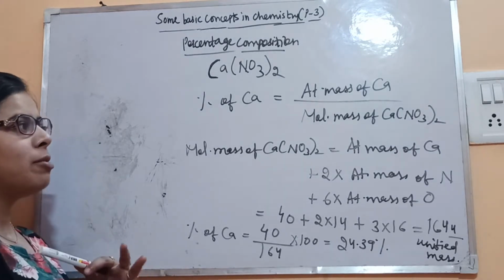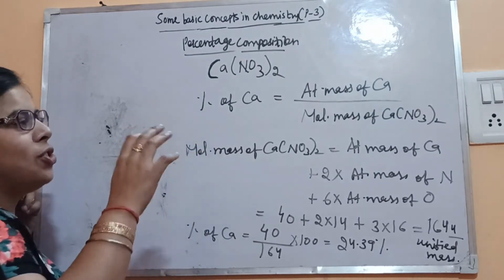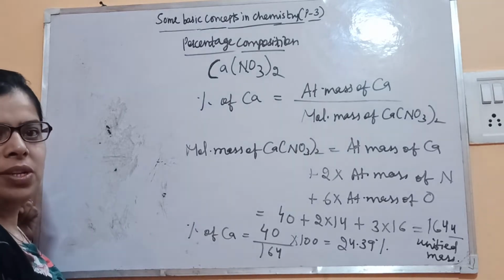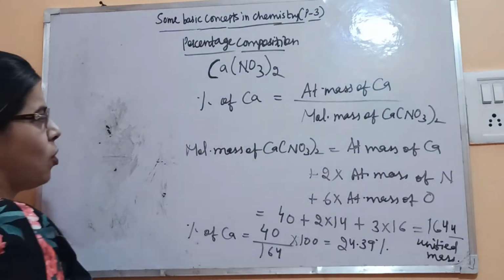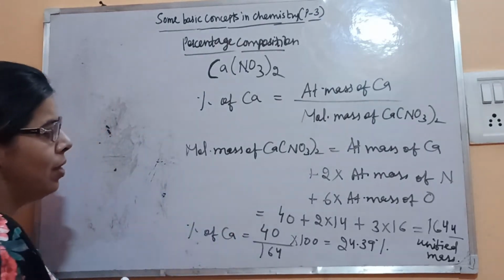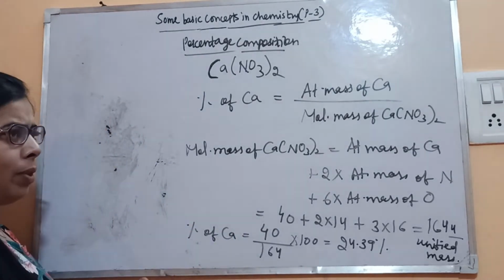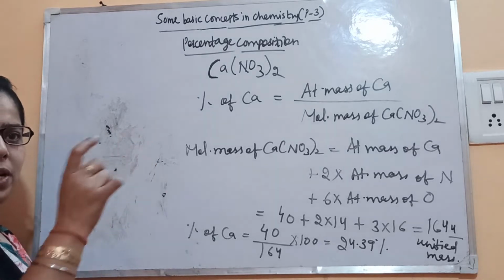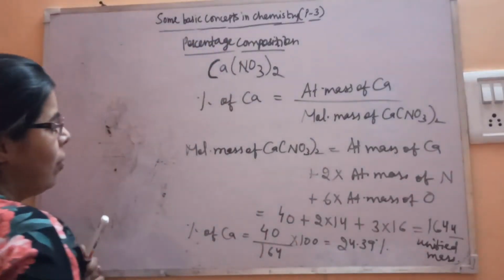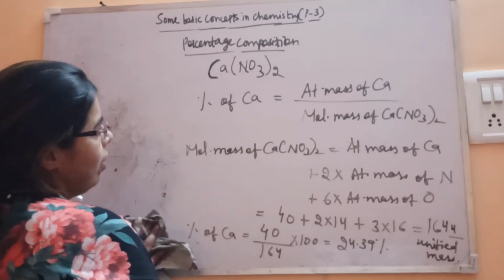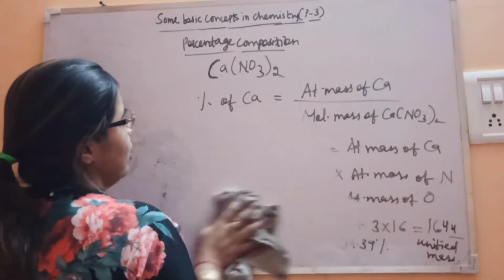Why are we learning this? Because we have to use this percentage composition in the next concept. So that's why we are studying the percentage composition, and it's very important also to know the percentage of that particular element in the given compound. Similarly, you can calculate for oxygen and then for nitrogen.